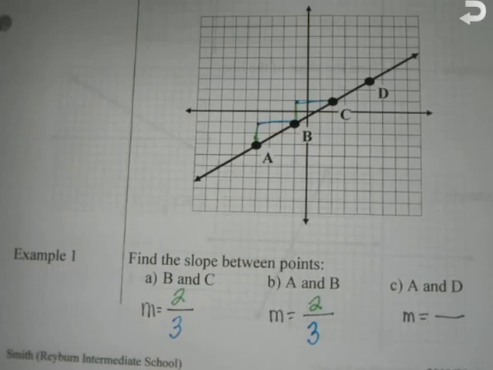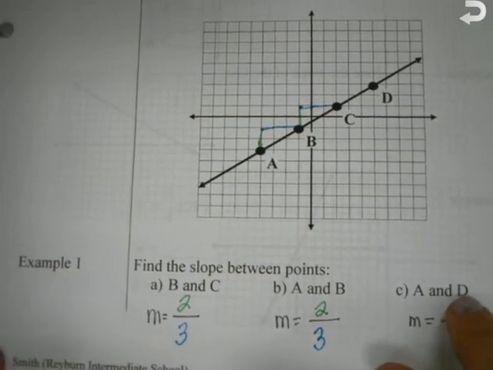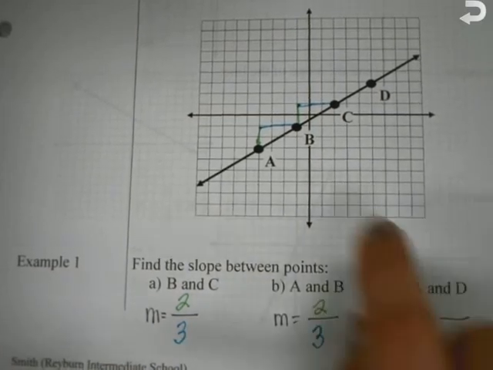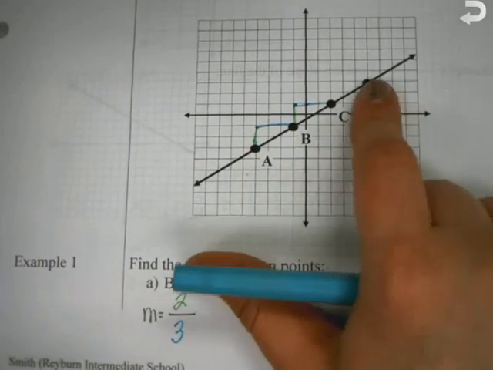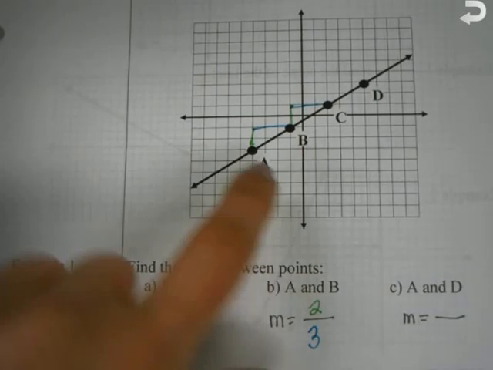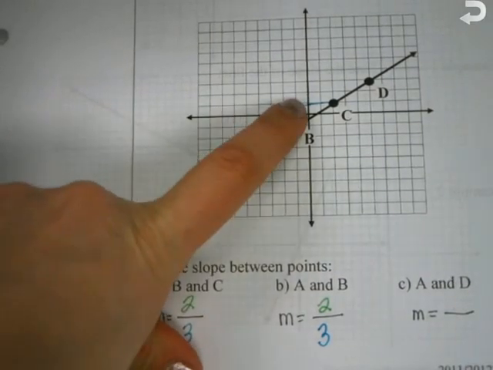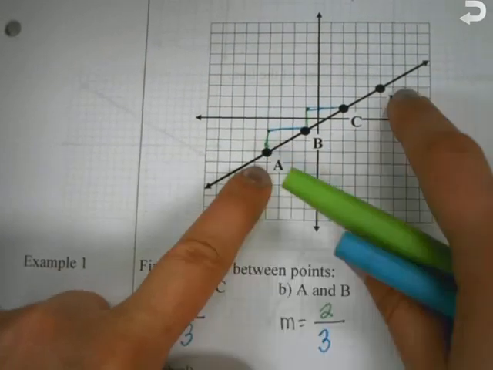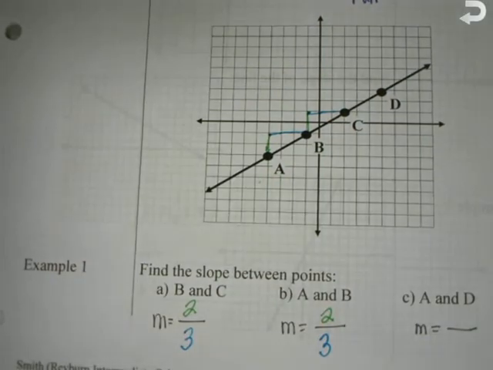I want you all right now to find the slope between points A and D. Does anybody have a guess what it might be? Don't do it yet. Kevin, what do you think your guess is? If between these two is 2 over 3, and between these two is 2 over 3, what do you think the whole thing is going to be? I think it's going to be 2 over 3. Try it.